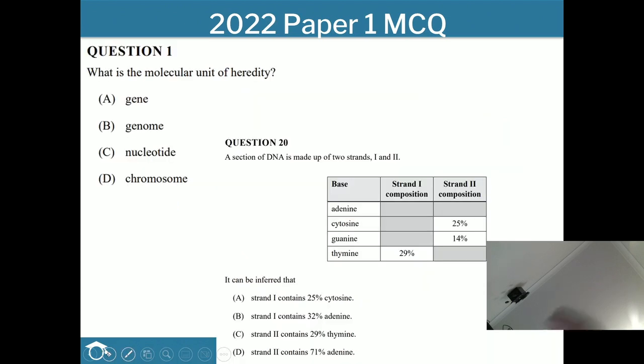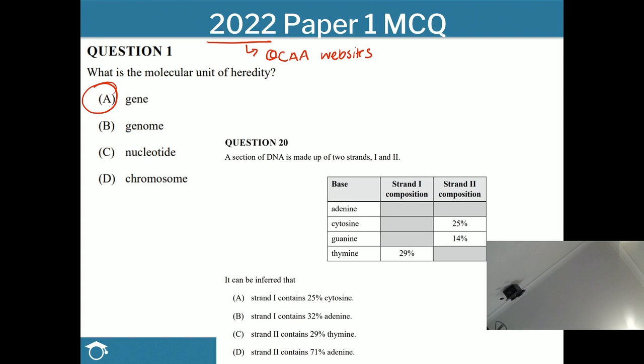These are questions from the 2022 paper, so the one that just came out. By the way, you can find all of these questions on the QCAA website with marking guides attached if you still wish to check them out after today's lecture. What is the molecular unit of heredity? Well, that is a gene, nice and easy.